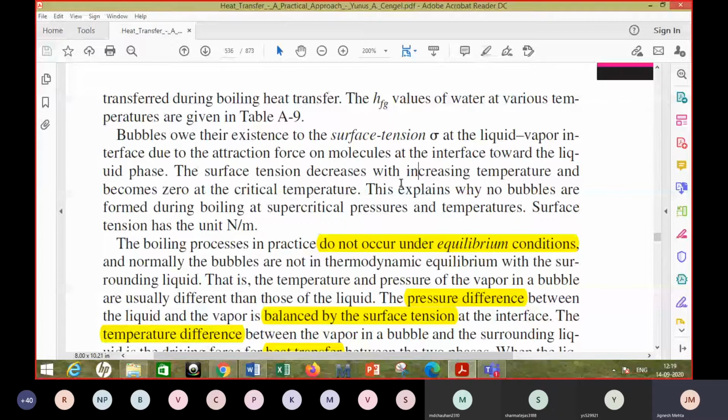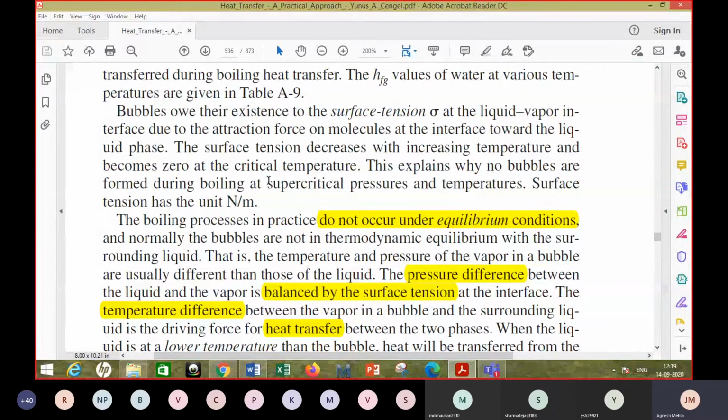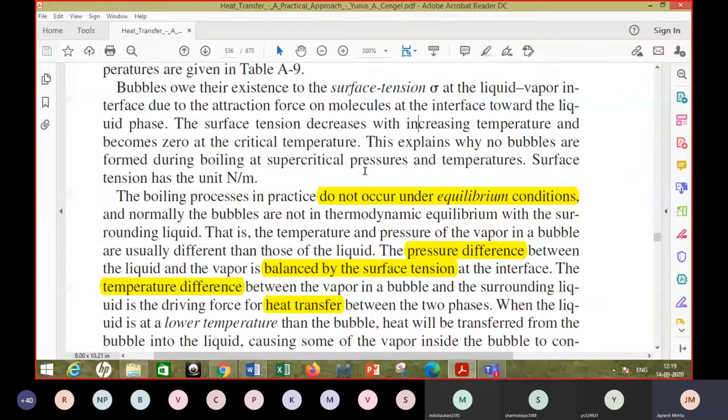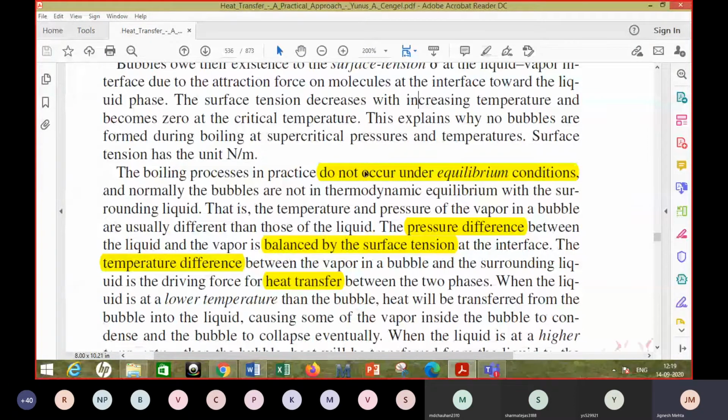The surface tension decreases with increasing temperature and becomes zero at the critical temperature, right? So beyond the critical temperature, there is nothing like boiling. The conversion may not actually be called liquid to vapor. You may not even be able to distinguish between liquid and vapor when you are dealing with supercritical pressures.